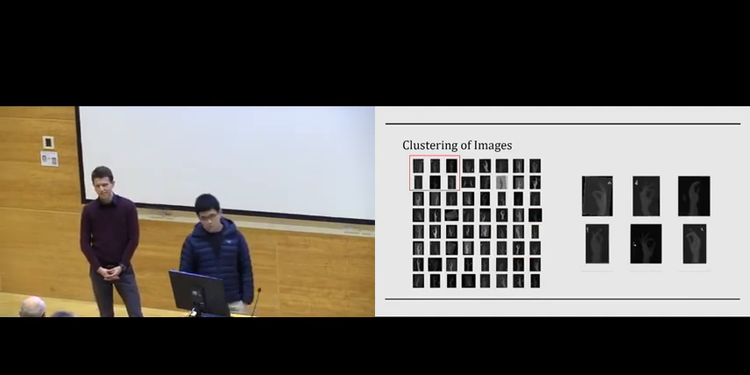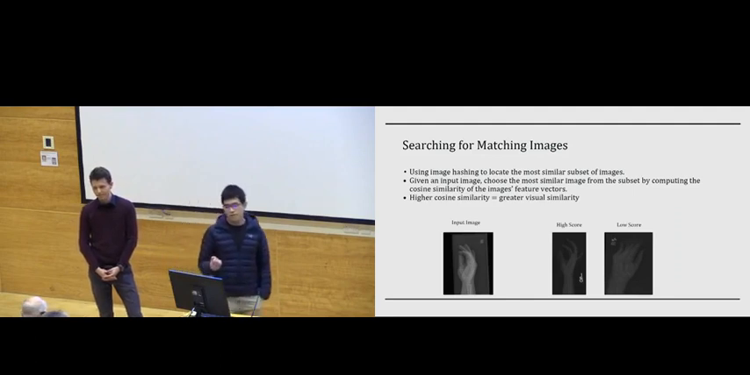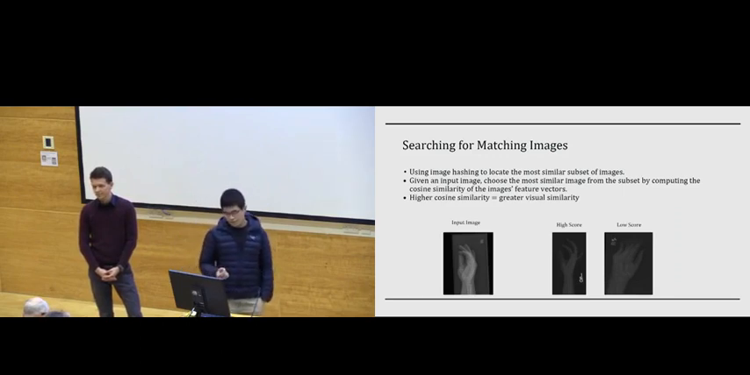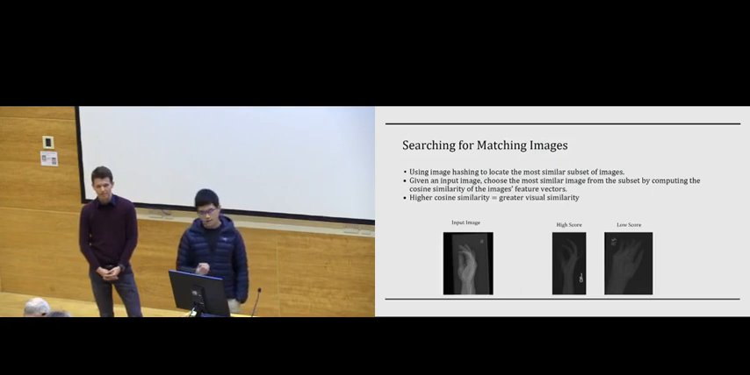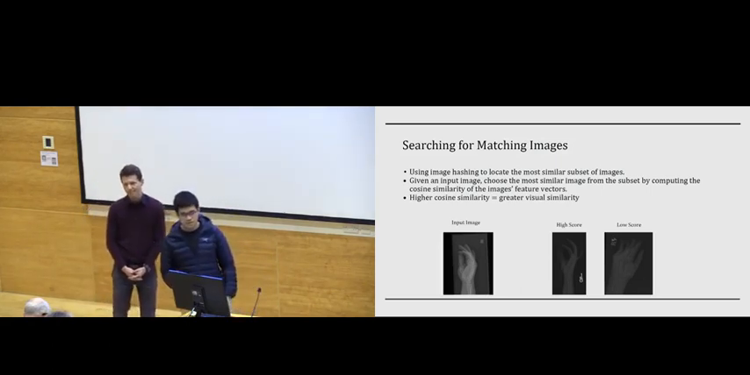So one way we want to get the similar visual images given an input image is to compare the cosine similarity of the feature vectors between the images themselves. So given an input image, a high score image will look quite similar to the input image, and a low score image will look very different from the input image, even though they are from the same cluster.